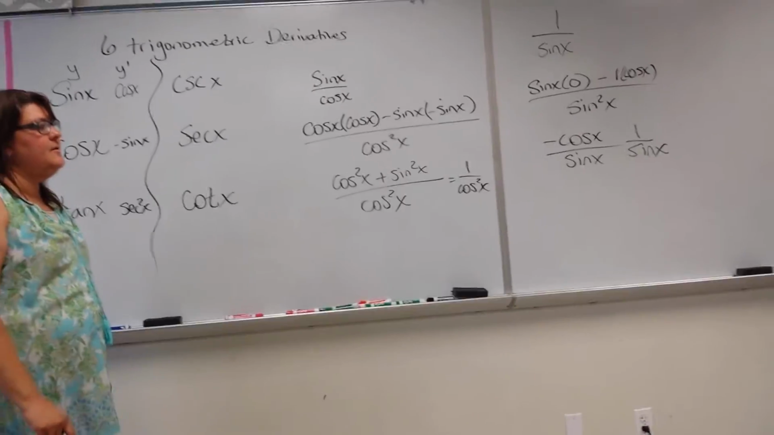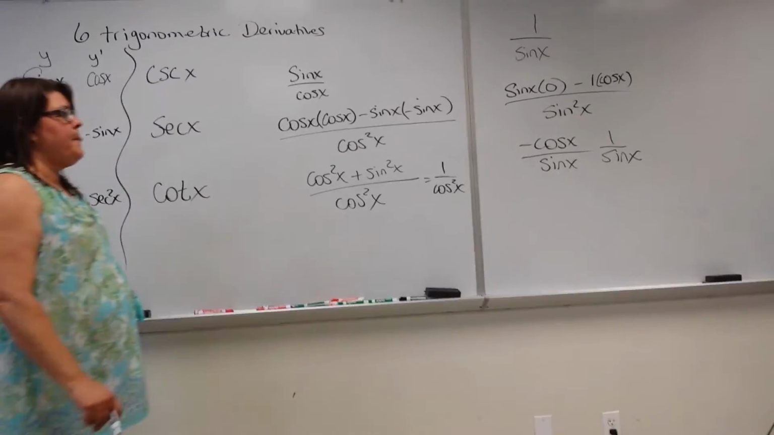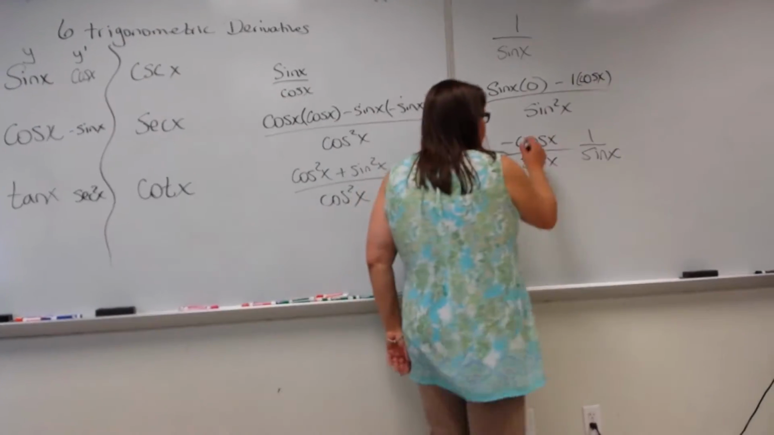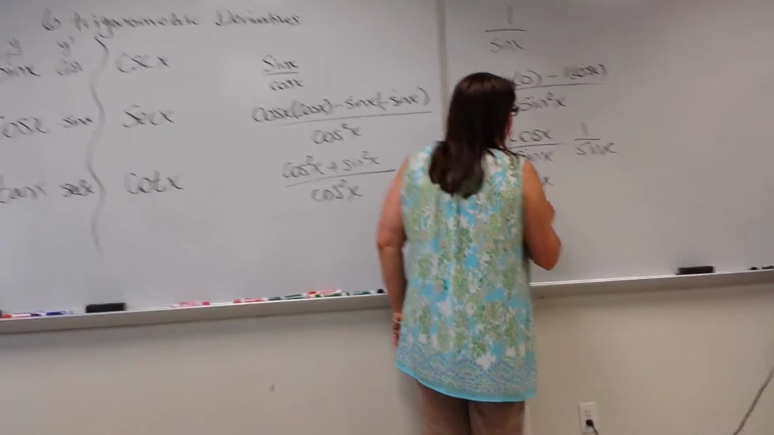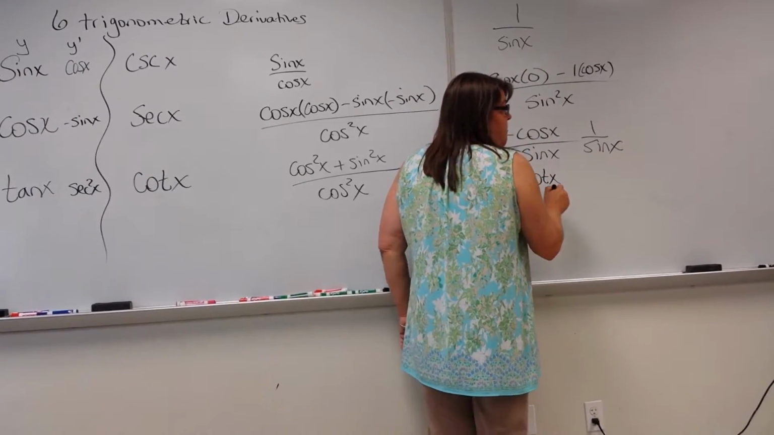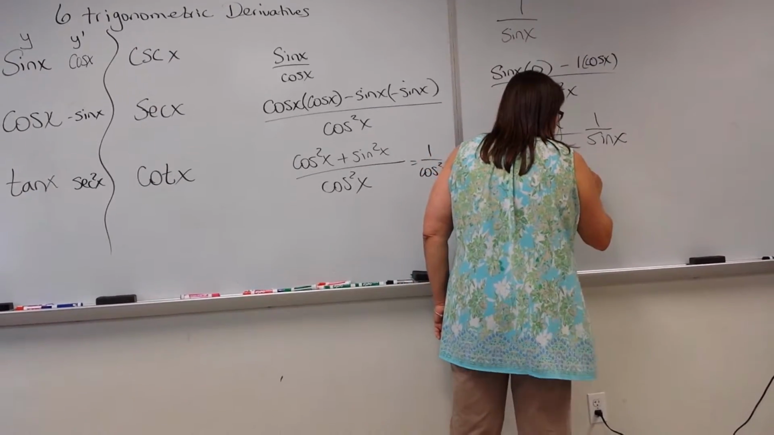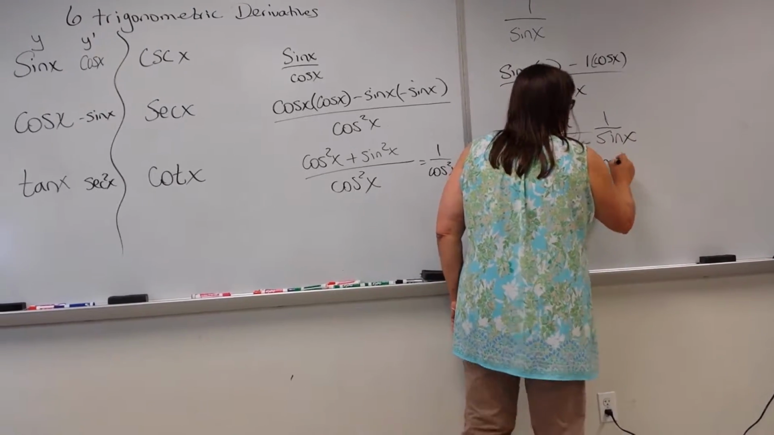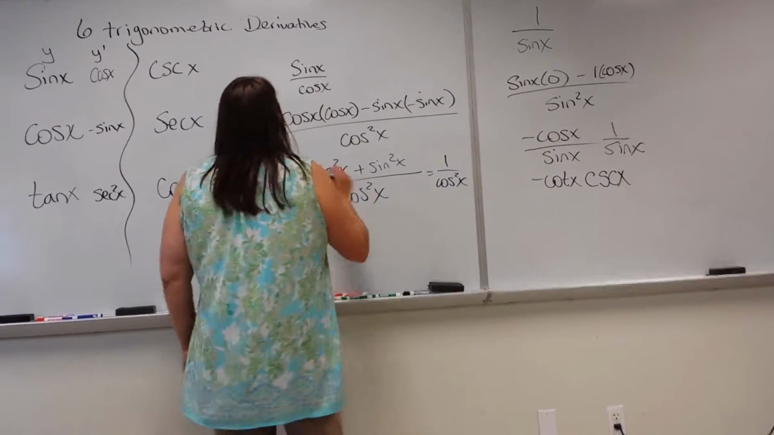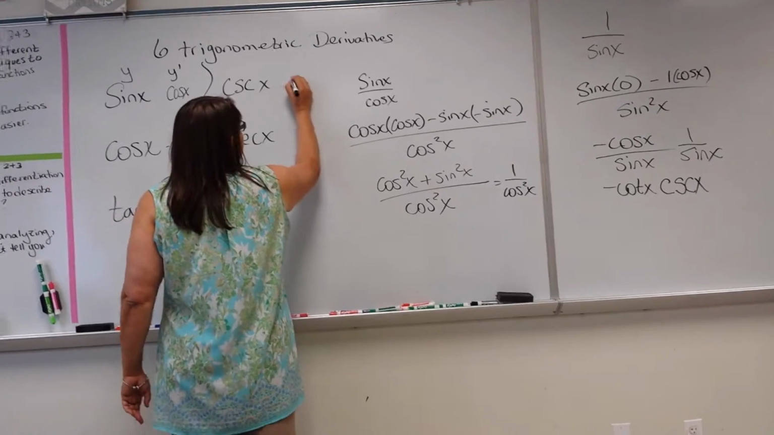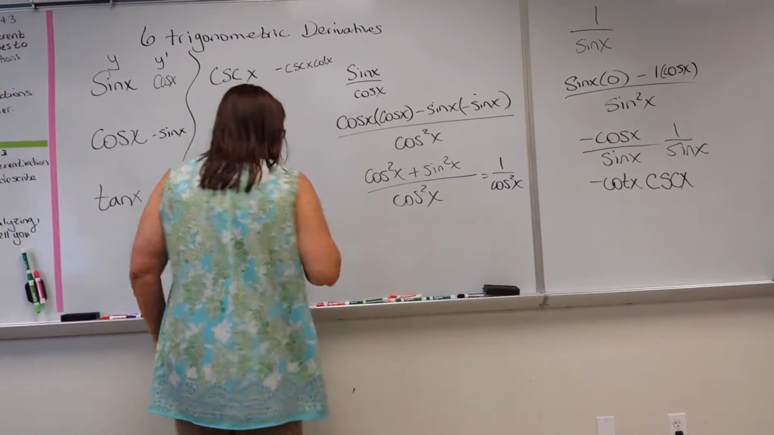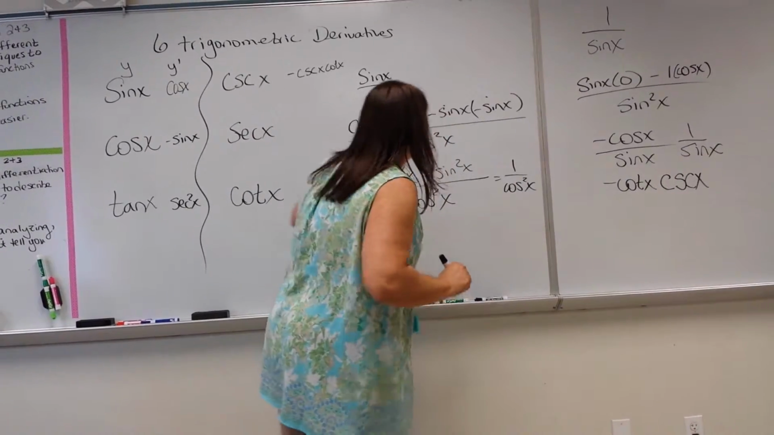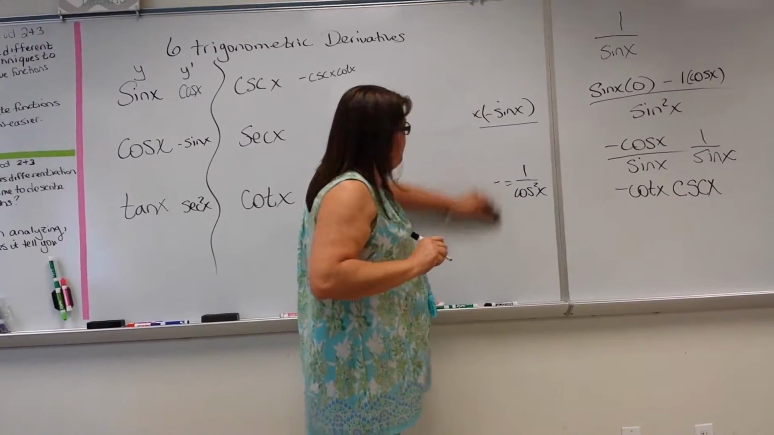What is negative cosine over sine equivalent to? Negative cotangent. And then times 1 over sine, which is cosecant. And the derivative of cosecant is negative cosecant cotangent. Wait, what? Yeah, I just flipped it around.